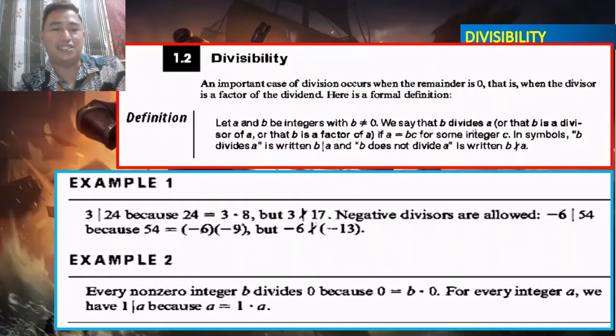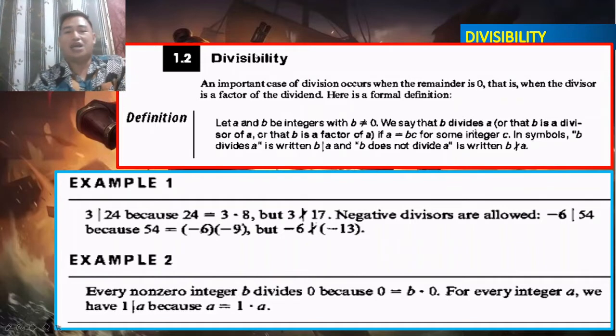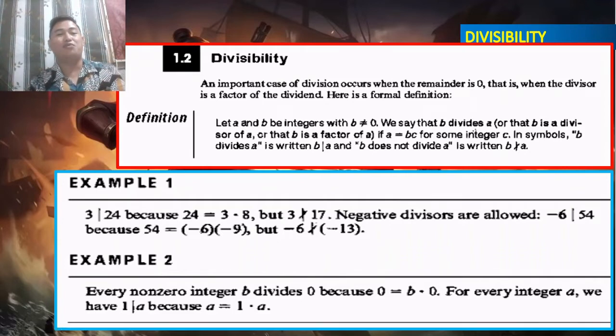Okay, divisibility now, class. So the definition: let a and b be integers with b not equal to 0. Divisibility is an important case of division, of course, when the remainder is 0. So here we no longer have r, since r is 0. So meaning, if a equals bq, then b divides q.